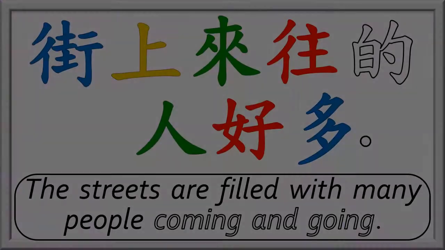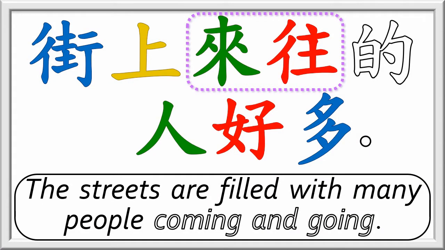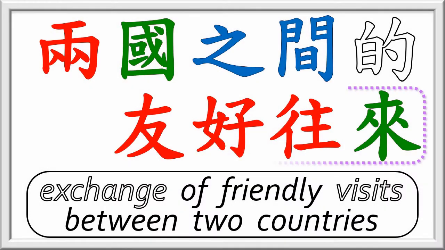There are two expressions meaning either to come and go or the related notion of personal contact between two parties. Business dealings, frequent social interactions, etc. 街上来往的人好多。 The streets are filled with people coming and going. 两国之间的友好往来。 The exchange of friendly visits between two countries.